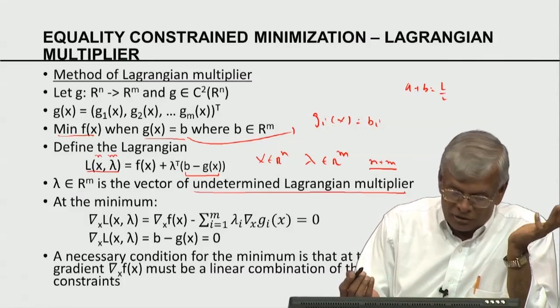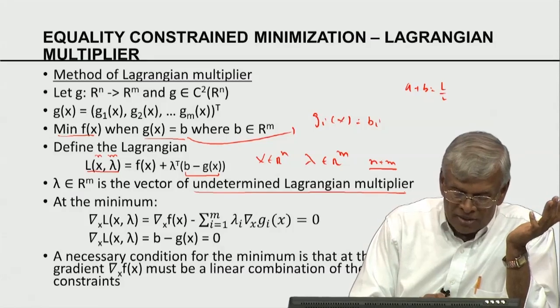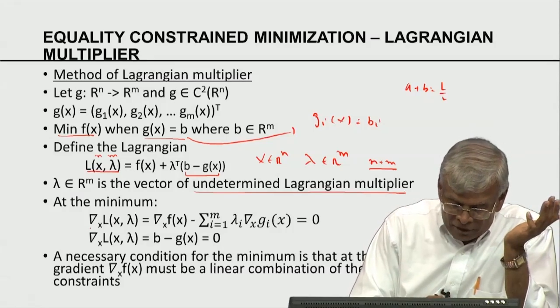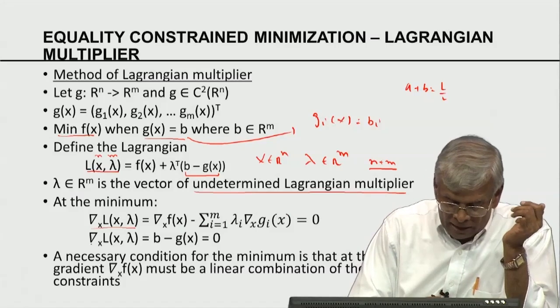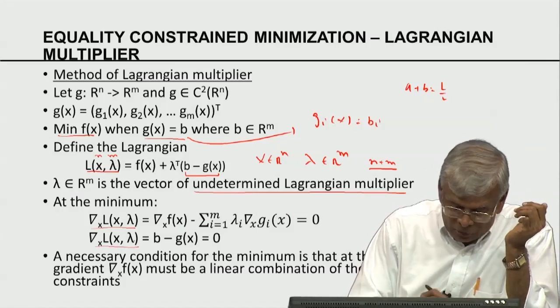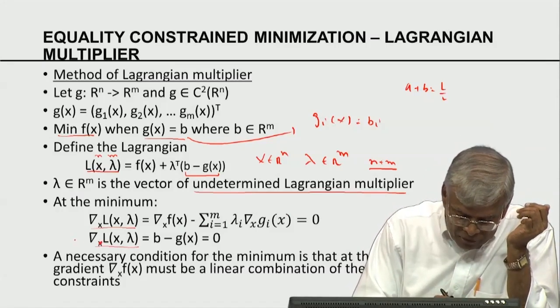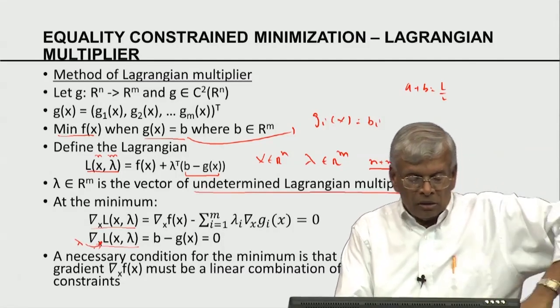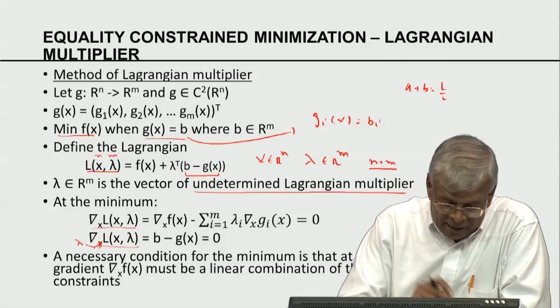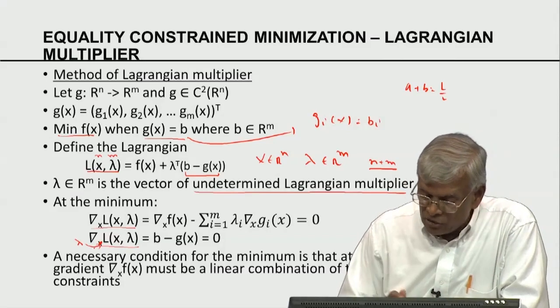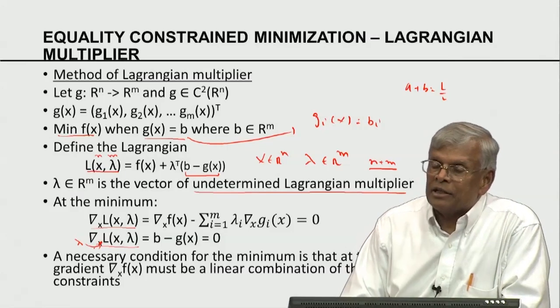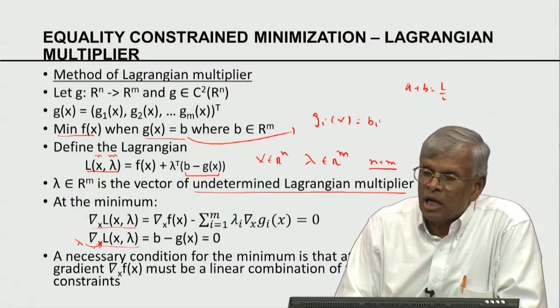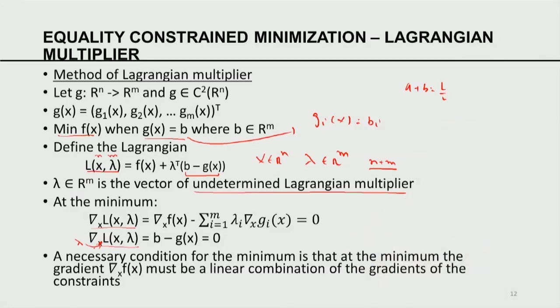So what is the unconstrained minimization problem? How do we solve this? You compute the gradient of L with respect to x equated to 0, and the gradient of L with respect to lambda equated to 0. The gradient computation I have already talked about when I talked about multivariate calculus, how to compute gradients of various types of functions. Now you can see why we did what we did. Are all of you with me?